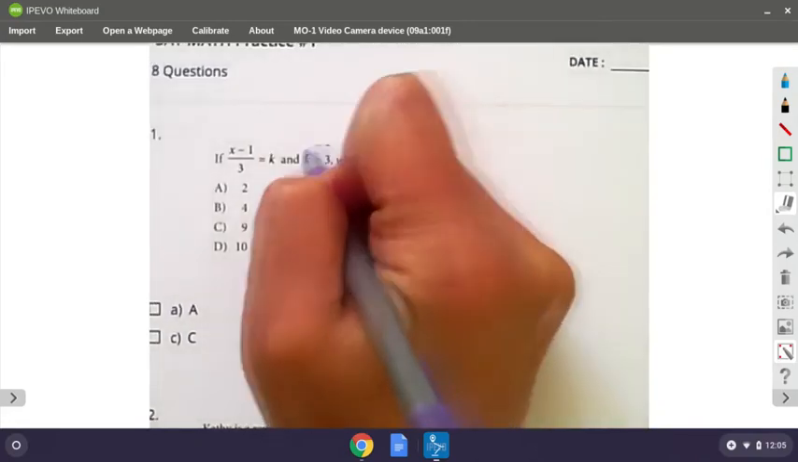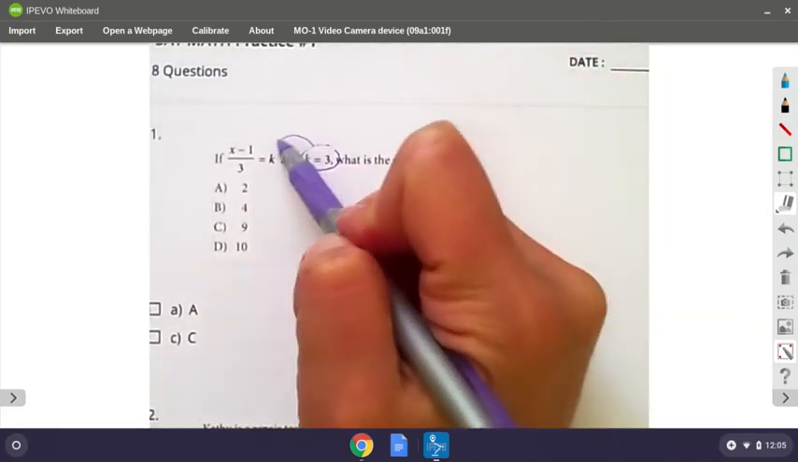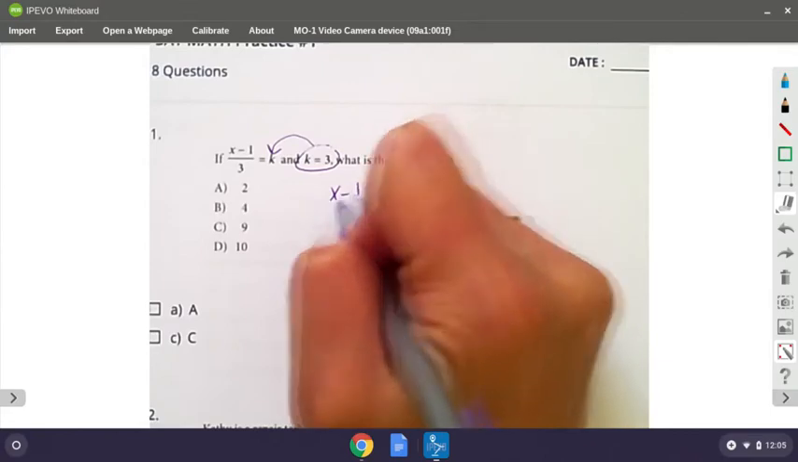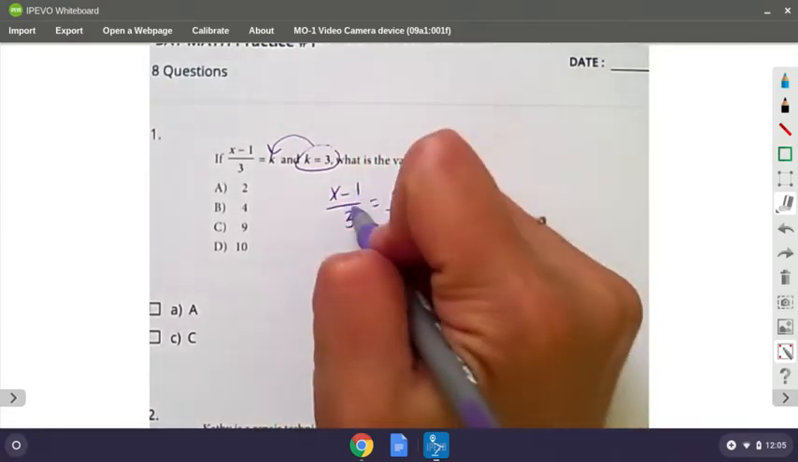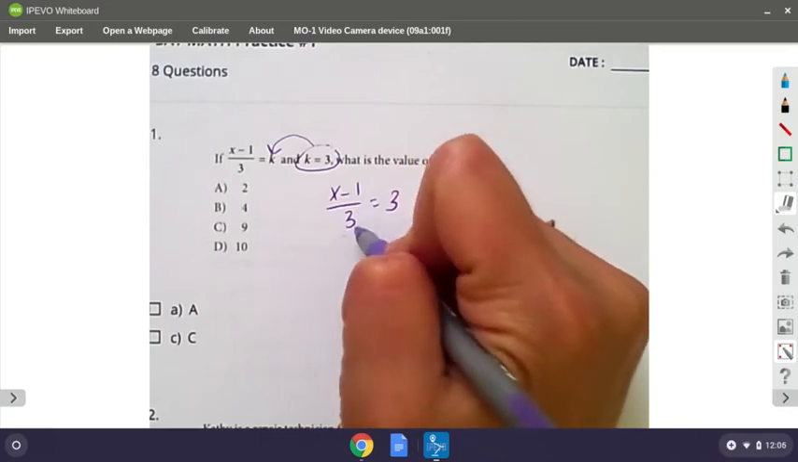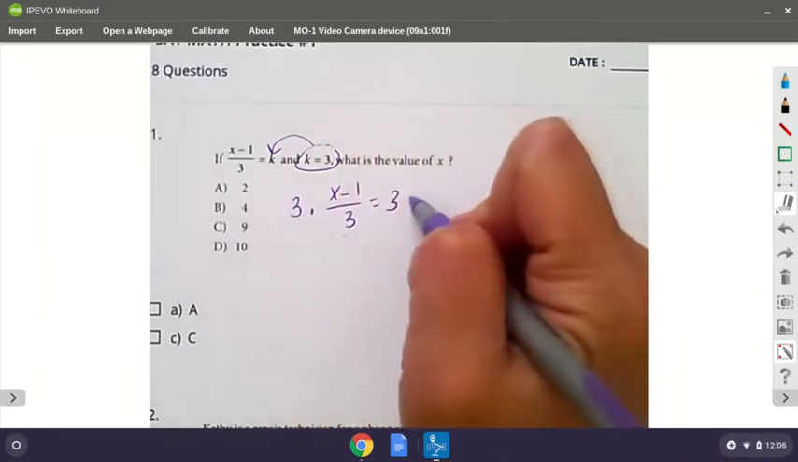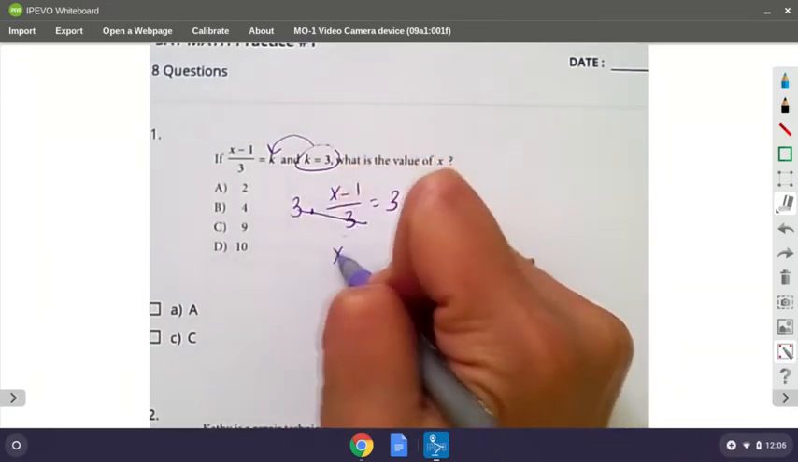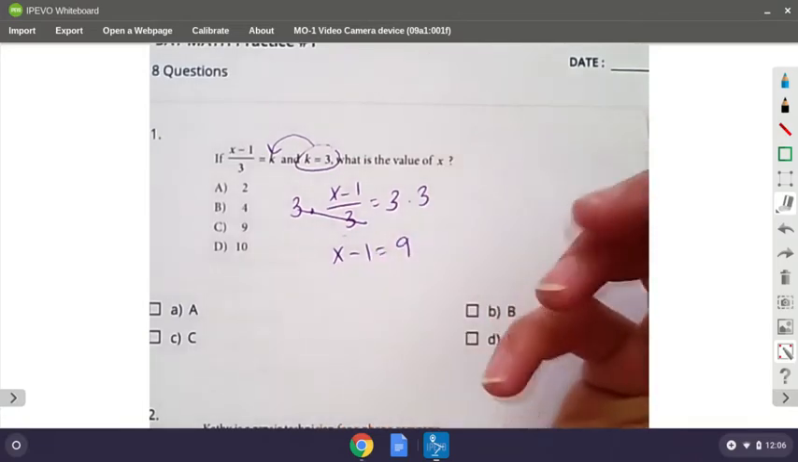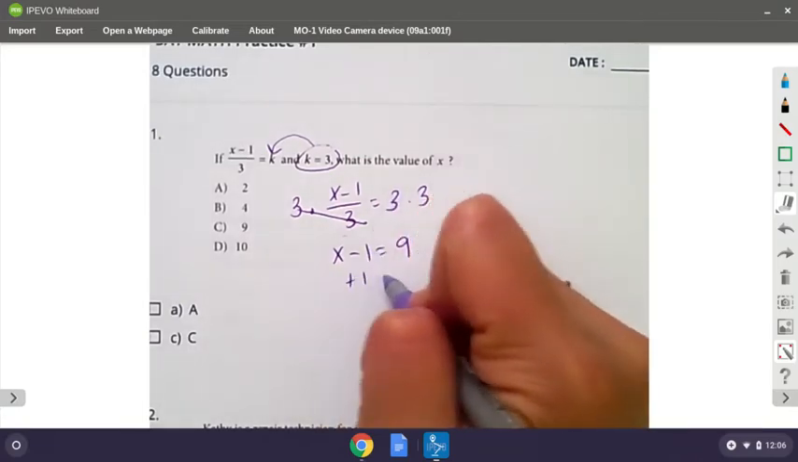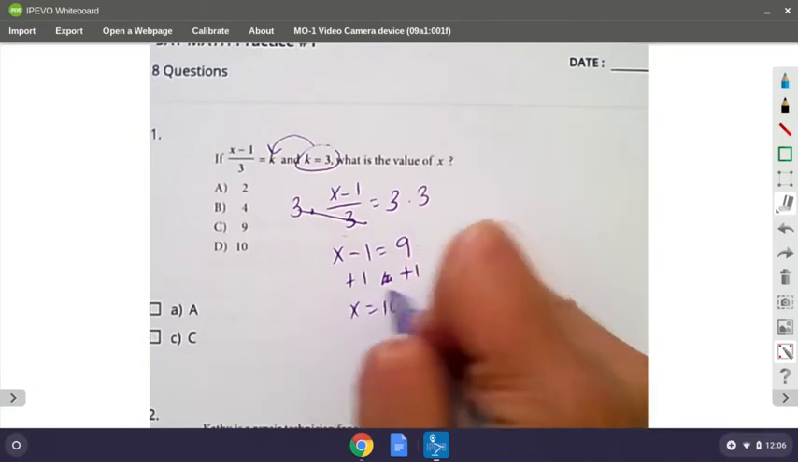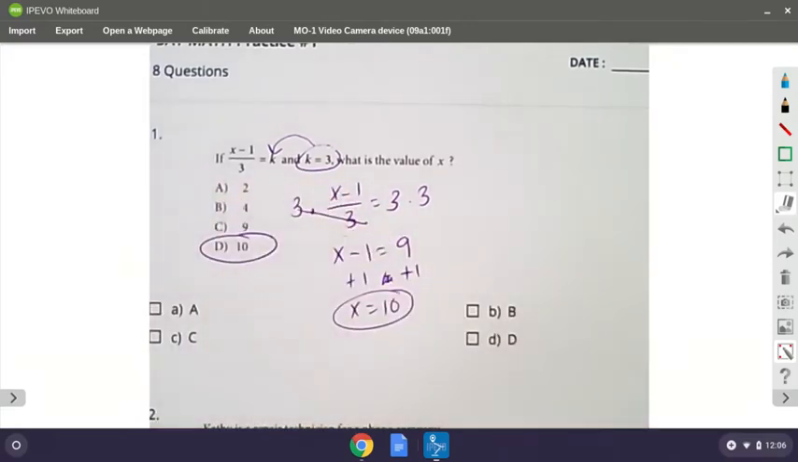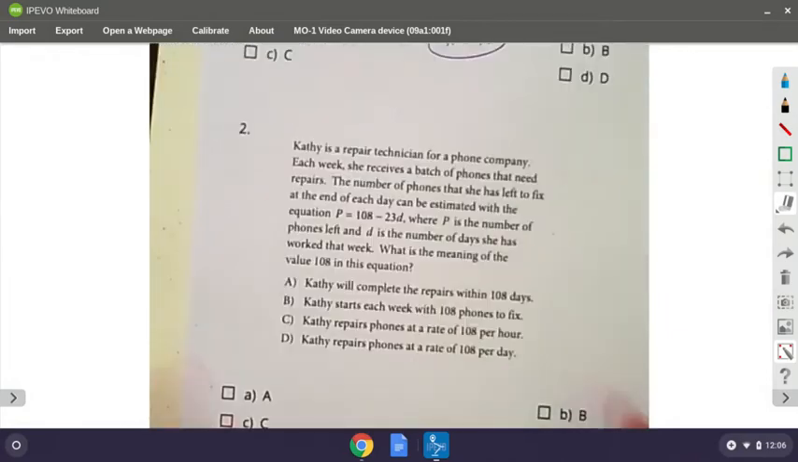So basically, you're just taking k equals 3, and you're plugging it in for k. And then you're going to solve for x. So to solve this for x, we need to get rid of this 3 here. That's divided by 3, so you need to multiply by 3. So then you have x minus 1 equals 9. And then lastly, just add 1. So x is 10. So that one should have been D. Number 1.